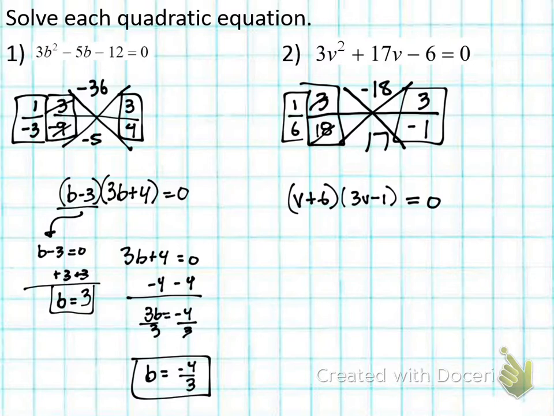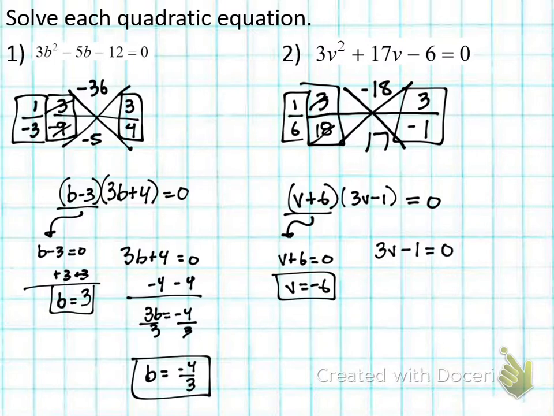Now we're going to take each of these factors and solve for them. V plus 6 is equal to 0. Therefore, V is equal to negative 6, right? Second one, 3V minus 1 is equal to 0. I'm just copying this down. Add 1 to both sides to solve. Here we got 3V is equal to 1. Divide both sides by 3. Therefore, V is equal to 1/3.